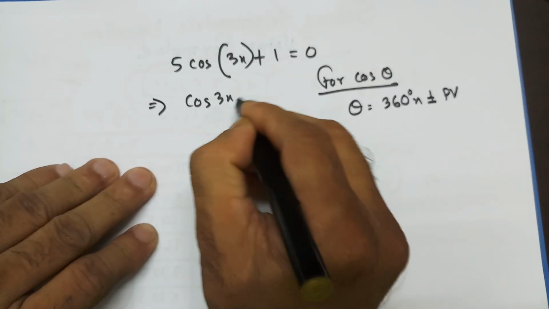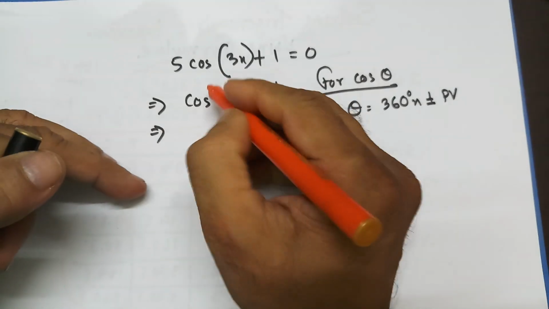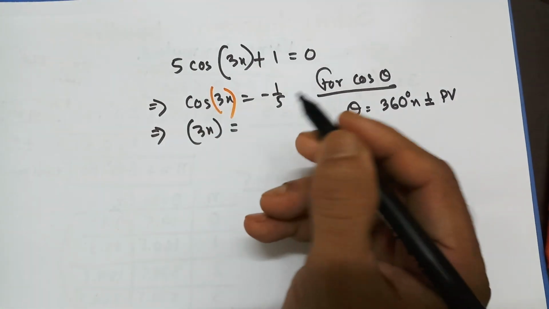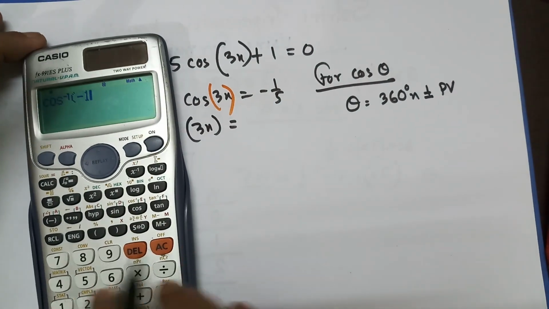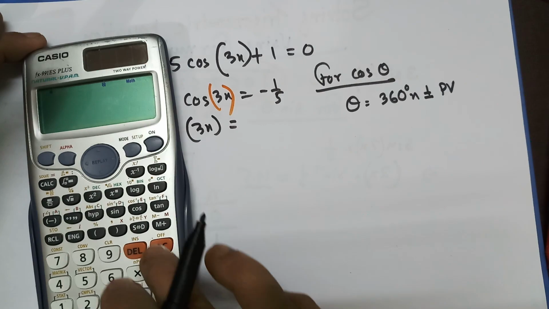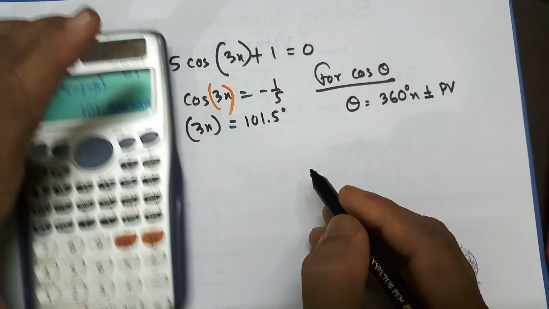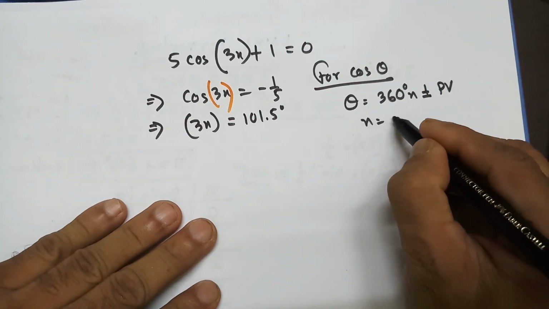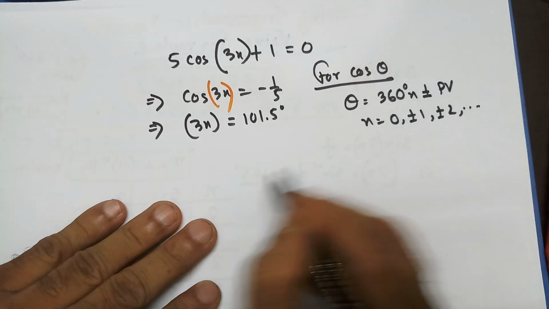Cos 3x is going to be minus 1 by 5. Therefore, 3x is going to be cos inverse of minus 1 by 5. That's going to give me 101.5 degree. Okay, so we got that. Now again, n is going to be 0, plus minus 1, plus minus 2 and keeps going on.